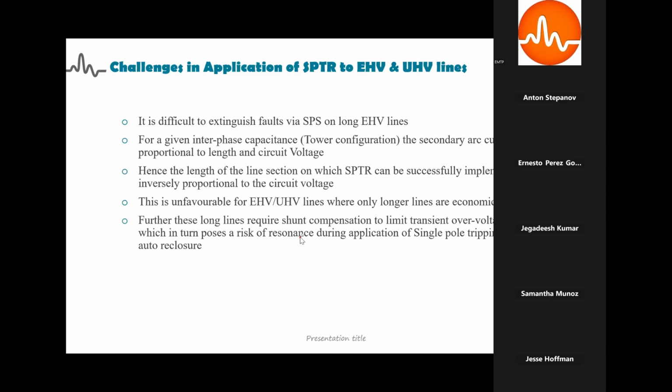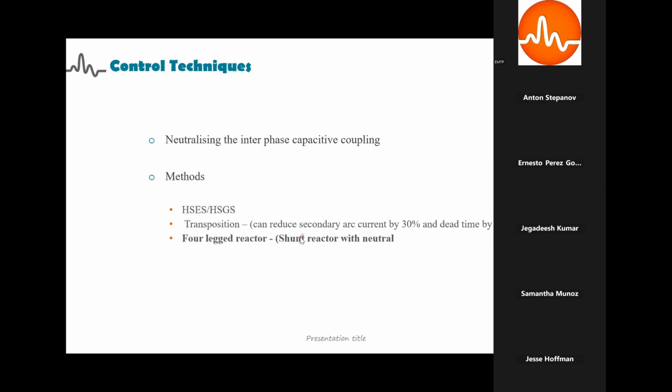Further, another difficulty is that often these long lines need shunt compensation. Once a shunt compensated line is tripped by single pole tripping, unbalance is intentionally introduced into the circuit. We intentionally trip only one phase of the circuit, so the circuit is now unbalanced. The tripped or de-energized phase will form an LC resonant circuit. The line capacitance and shunt reactor form an LC resonance circuit, and there is a high possibility of resonance occurring.